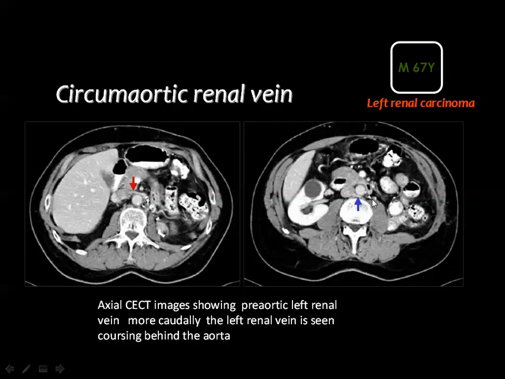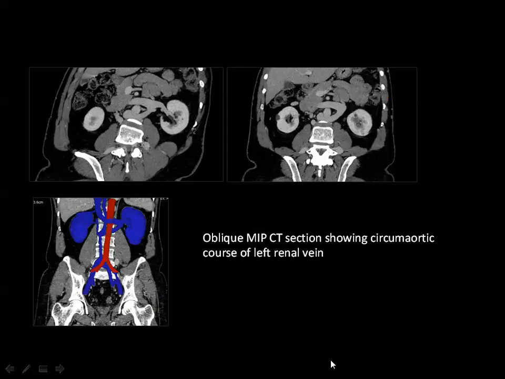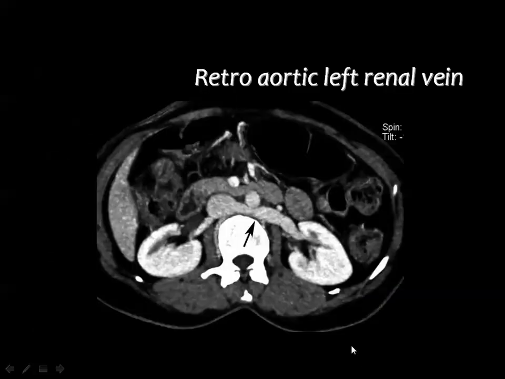In this section, you see the renal vein is posterior to the aorta, while in this section, you see the renal vein is anterior to the aorta, and this is what we call a circumaortic renal vein, and you can appreciate this anomaly by the reformatted images. And this is one of the famous anomalies of the renal vein, which is located posterior to the aorta, what you call retroaortic renal vein. And this is one of the important findings to be reported in patients going to donate the kidney.